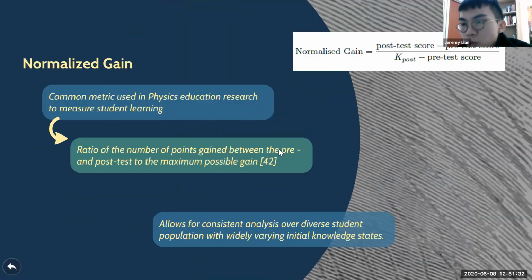Normalized gain is one common metric used in physics application research to measure student learning. It is determined by the ratio of the number of points gained between the pre and post-test to a maximum possible gain. Thus, a higher normalized gain rating will indicate a larger improvement or gain in knowledge. It is easy to see that this metric allows for a consistent analysis over diverse student populations with widely varying initial knowledge states.